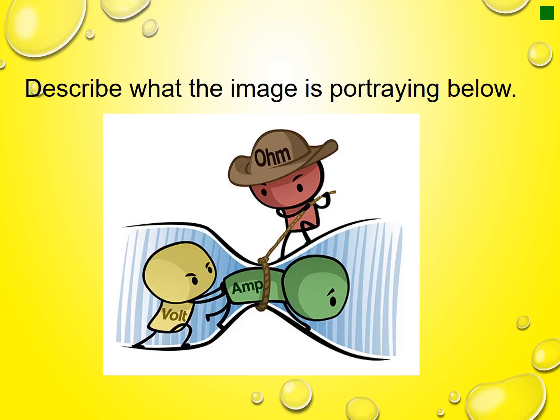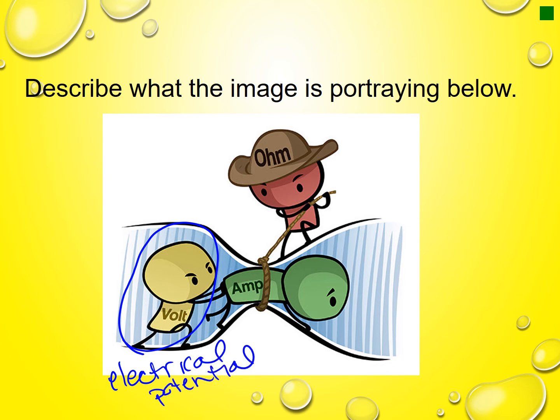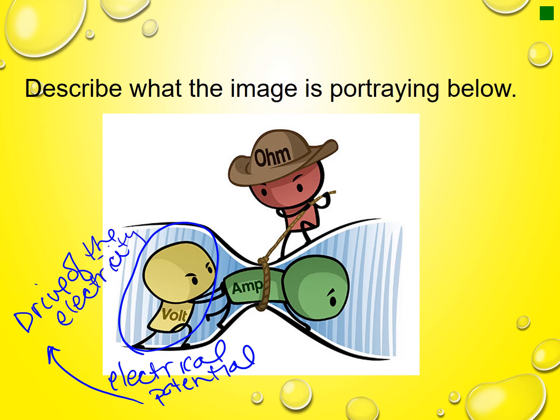Okay, so let's try to describe the image that is being described below. So here's your voltage. This is your electrical potential. This is the thing that is doing the pushing. It is the drive of the electricity. I would also write down that it is like your gravity for waterfalls. So it is pushing your current, the waterfalls.